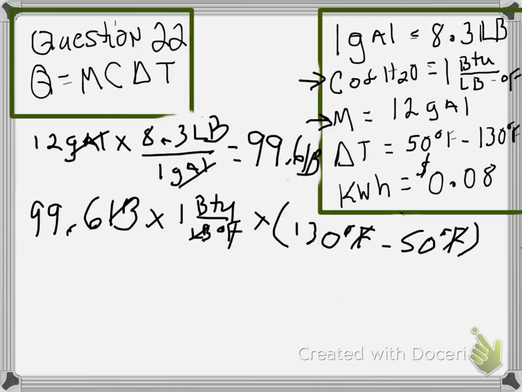So I'm going to subtract the 130 minus the 50, giving me 80 degrees Fahrenheit, times 1, still 80 degrees Fahrenheit, times 99.6, and I get 7,968, and that's in BTUs. But I want to solve for kilowatt hours, and so the next step that I need to do is convert the BTUs to kilowatt hours. I'm going to look that up on the table in the book.